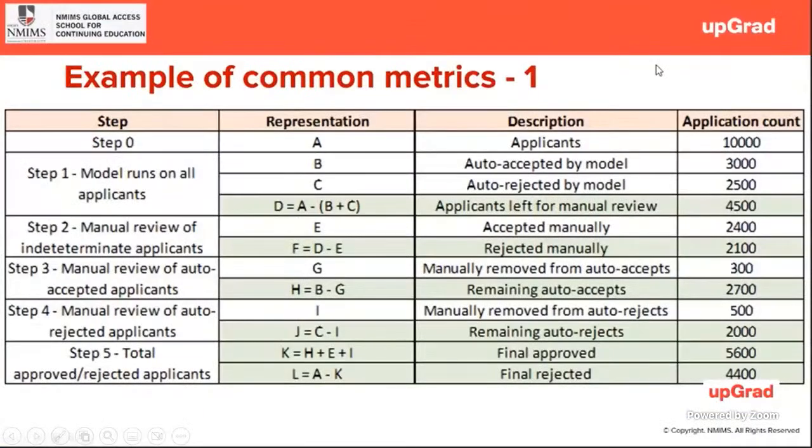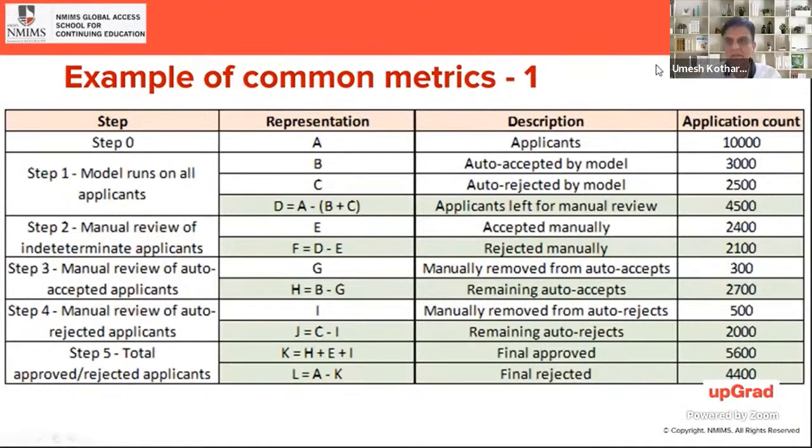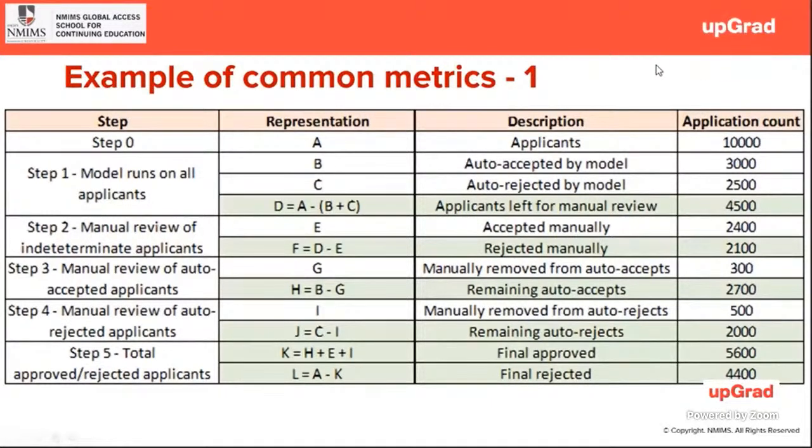Room 1, 2, or 3. Approval and rejection rates. 56 and 44%. Approval is 56 and rejection is 44. Okay. And where did you get that number from? That's correct, though. From the last 2 columns, like step 5. Okay. So step 5 is the last 2 columns, the total.